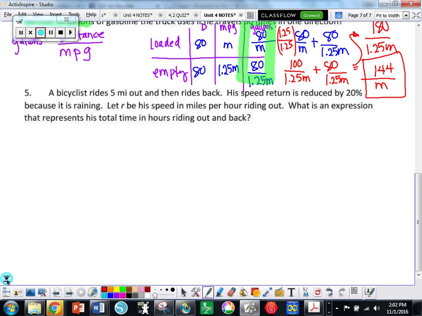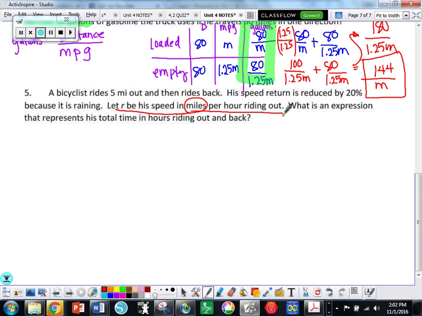A bicyclist, I say that wrong, bicyclist, whatever, rides 5 miles out and then rides back. His speed return is reduced by 20% because it is raining. Makes sense, right? You're going to go slower if it's raining. Let R be his speed in miles per hour when riding out. What is an expression that represents his total time in hours riding out and back?